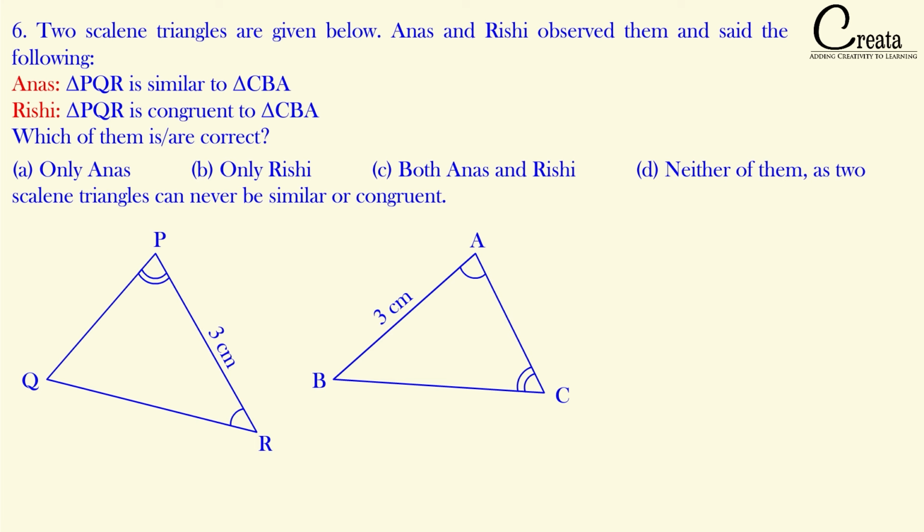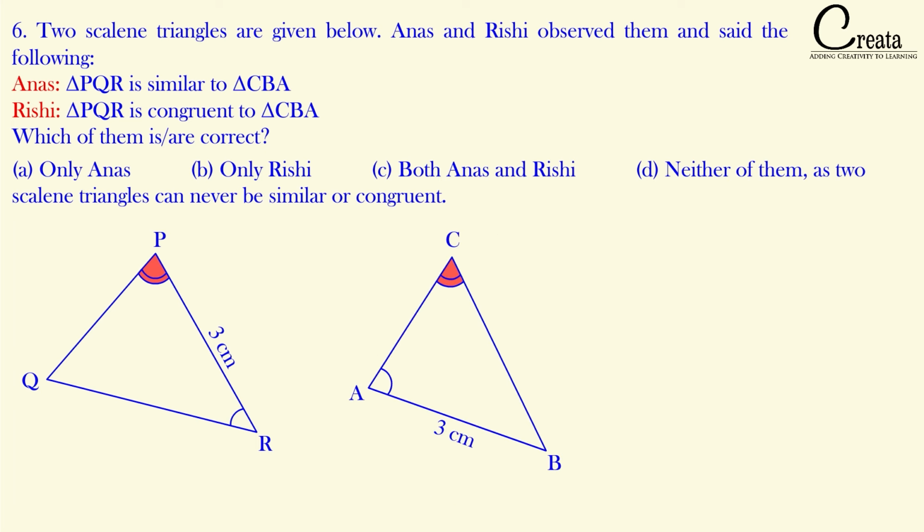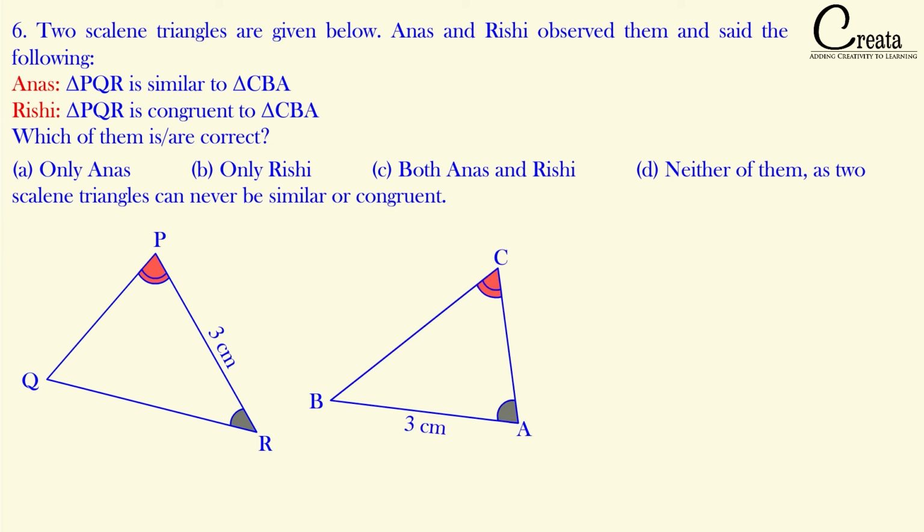Here angle P is given as equal to angle C. This is the symbol of equality of the angles. Angle P and angle C are equal, so angle P will correspond to angle C, and angle R and angle A are given as equal. So angle R and angle A will correspond to each other. So here two angles of the two triangles are equal. It means both are similar to each other via the angle similarity criteria. If in two triangles two angles are equal, then we can say both the triangles are similar to each other.